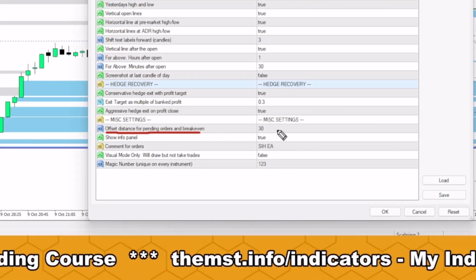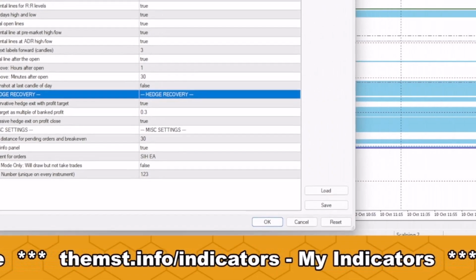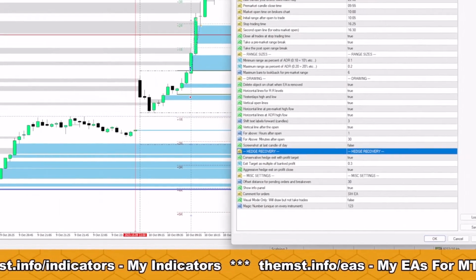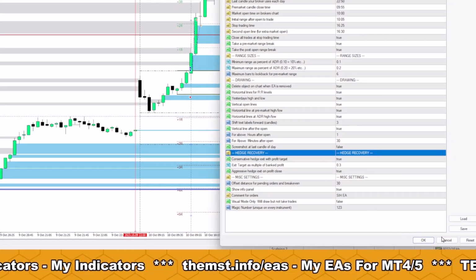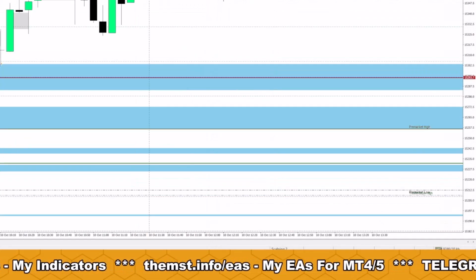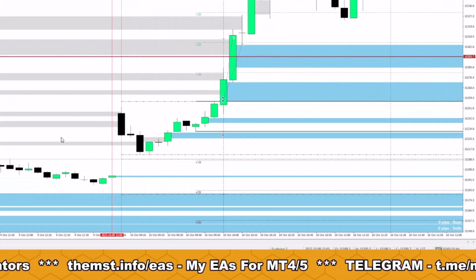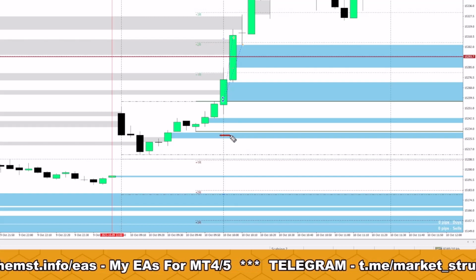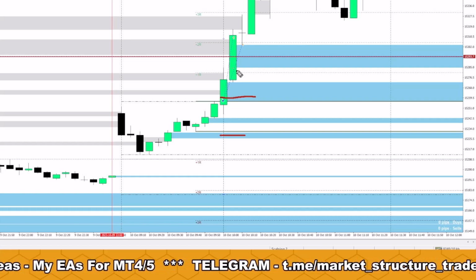Offset distance for pending orders and break even, that is set to 30. So this is the distance that the EA will automatically offset for you. Let me move that over there. As you can see here, this little red arrow, let me zoom in so it's a little easier to see. Okay. So this little red arrow here is where the pending short orders were placed, and this little blue arrow here is where the pending long orders were placed.